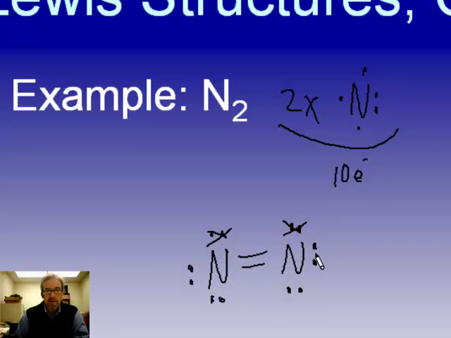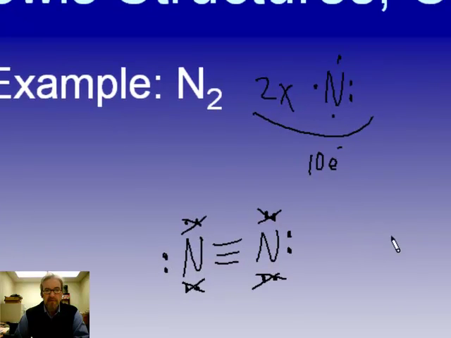Recount. 2, 4, 6, 8, 10, 12. Well, it's getting better, but we're still not there, so I'll repeat the process by taking away another pair from each of the two nitrogens and putting another bond between them. Now when I count, I have 2, 4, 6, 8, 10. And that's the correct structure.